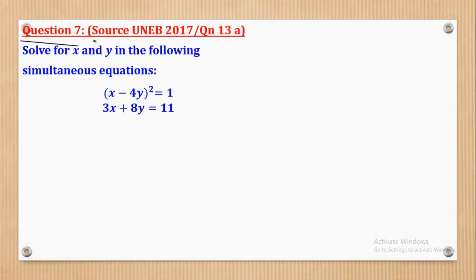Now we shall go to question 7, which came from UNEB 2017, paper 1, question 13a. And it says, solve for x and y in the following simultaneous equations. So we have these two simultaneous equations.